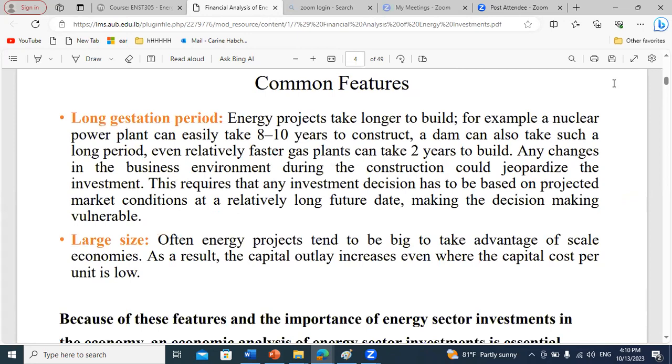Another issue related to energy projects is that they take longer to build. Before starting to have productivity, you need to wait a long time. For example, a nuclear power plant can take 8 to 10 years to construct, and a dam can also take such a long period. Even relatively faster gas plants can take 2 years to build. So you have to wait a long period of time before you really start having production from your system. And any changes in the business environment during the construction could present high risk to the investment.